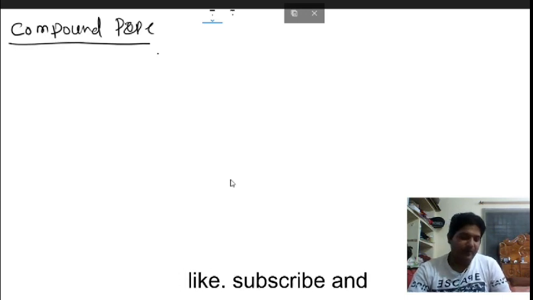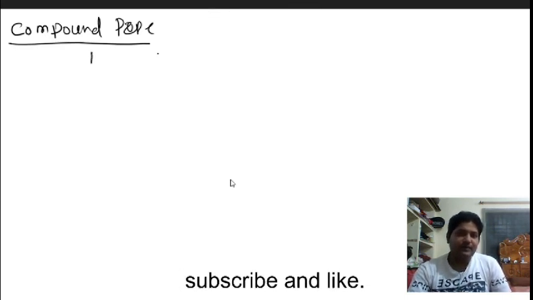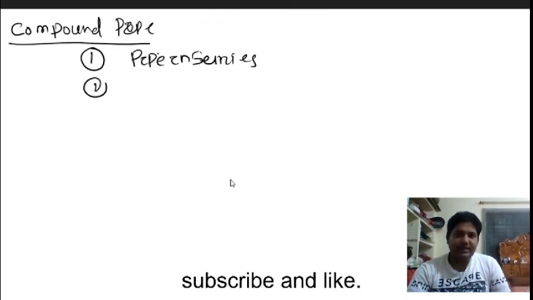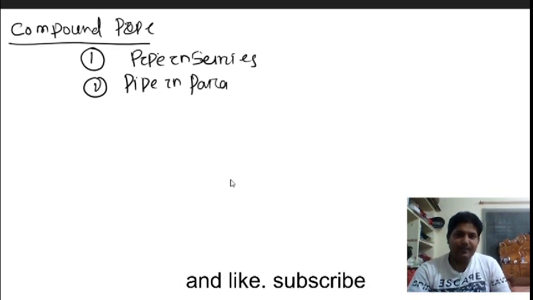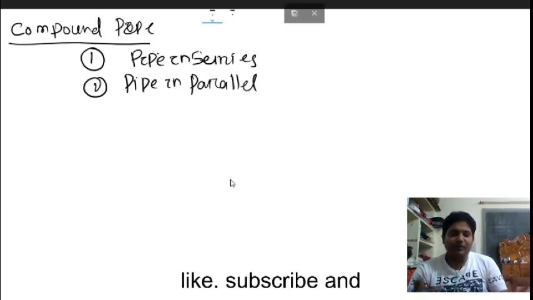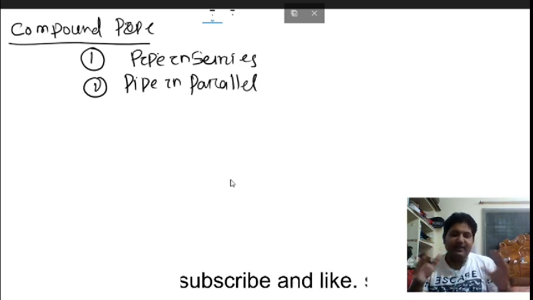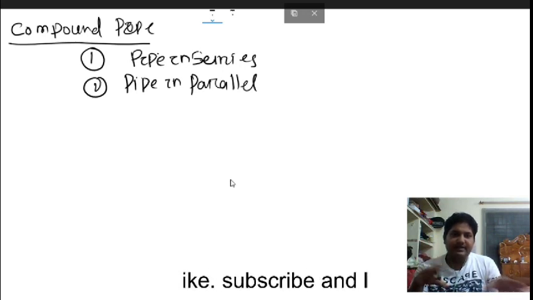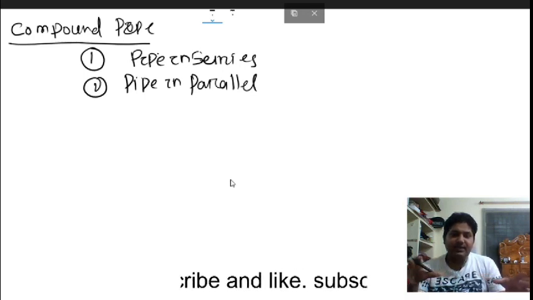There are two types of pipe connections. One is pipe in series, and the second one is pipe in parallel. So compound pipe means when pipes of different lengths, different diameters, and different numbers are connected. That setup is called a compound pipe, and we can connect the pipes by using series and by parallel.